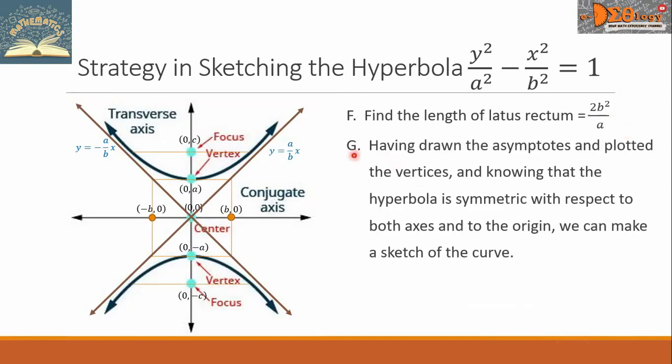Letter G, having drawn the asymptotes and plotted the vertices, and knowing that the hyperbola is symmetric with respect to both axes and to the origin, we can make a sketch of the curve. And this is now the sketch of the hyperbola. For the eccentricity, the equation is e equals c over a.